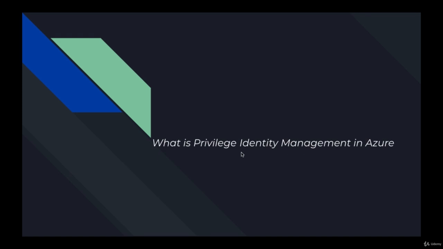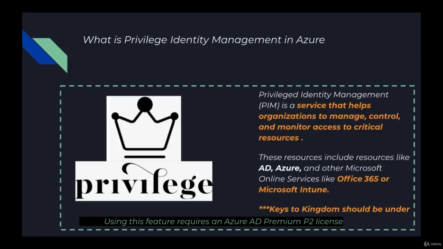Hello friends, welcome to this lecture on privilege identity management in Azure. Before digging into PIM in Azure, privilege identity management is all about the identities which have higher or elevated access to the resources within your environment. In Azure, it is a managed service provided by Azure, which helps you to manage, control and monitor access to important or critical resources within the organization.